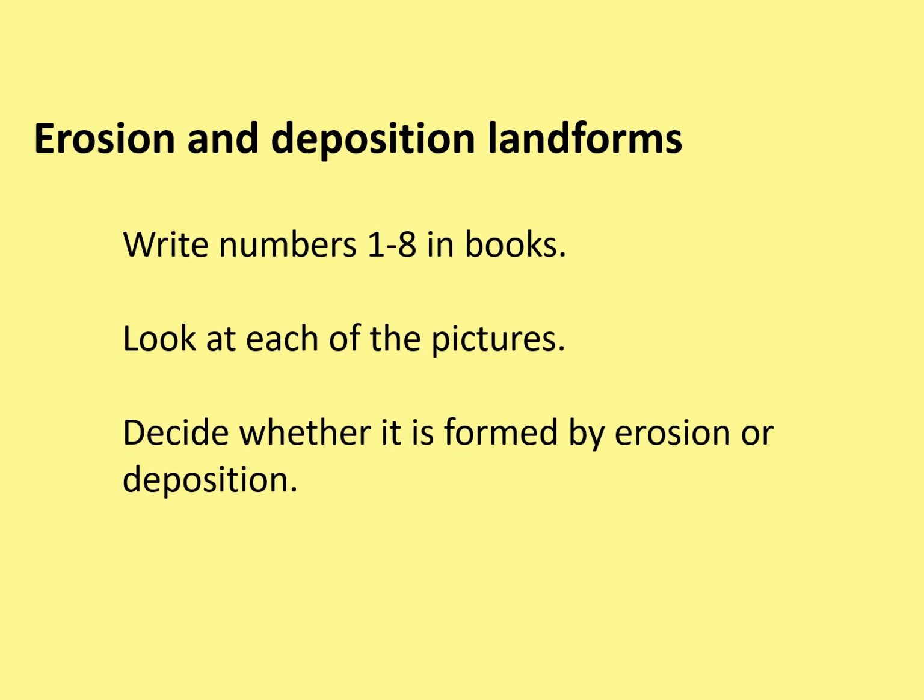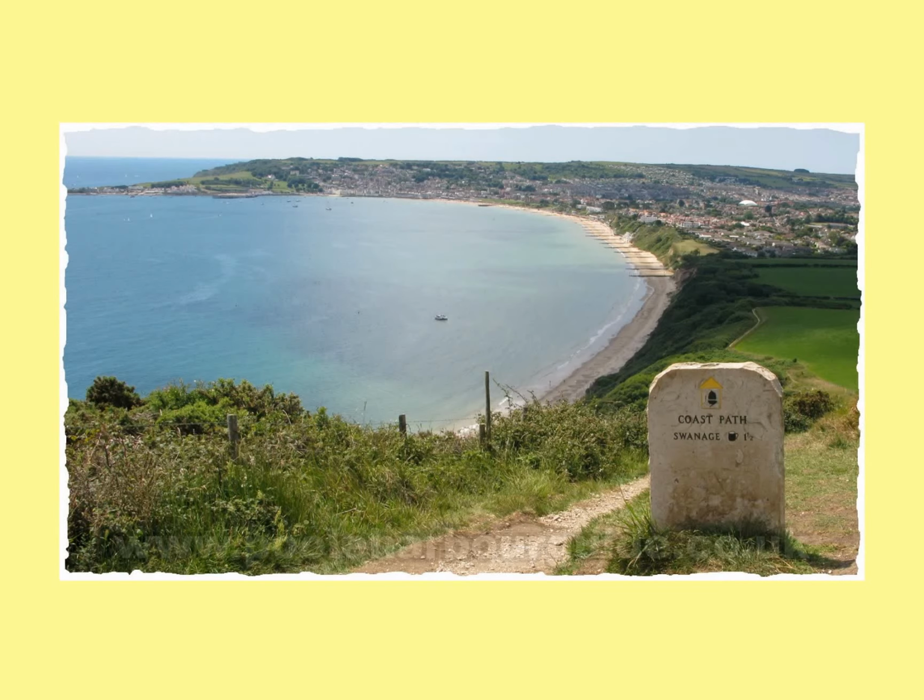Okay, so I want you to write numbers 1 to 8 in the back of your book. I'm going to show you some pictures and I want you to decide what the landform is and whether it's formed by erosion or deposition. So if you're ready, let's get started. Number 1.